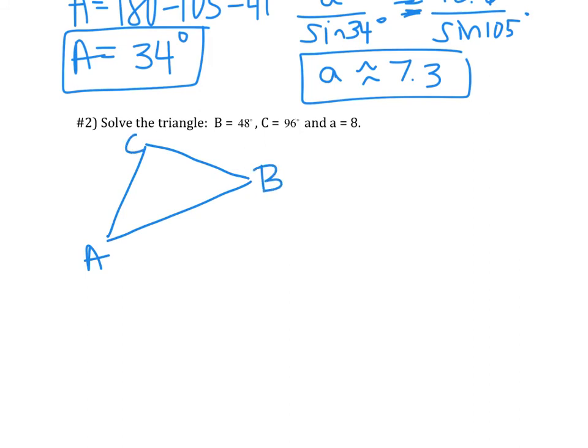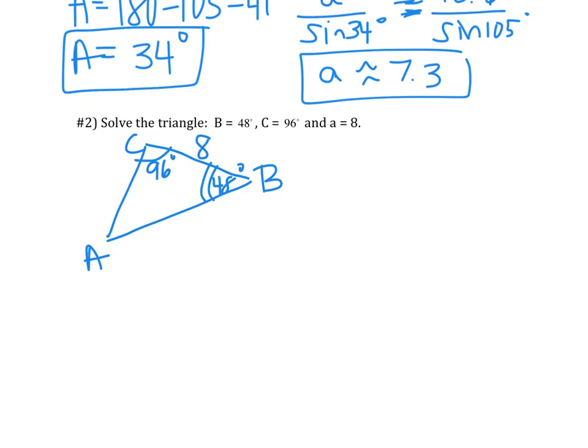Okay, so this is A, B, and C. It doesn't matter what you label them. And my triangles are never drawn to scale. It doesn't matter either. So this is 96 degrees. And B is 48 degrees. And then across from A is side A, which is 8.